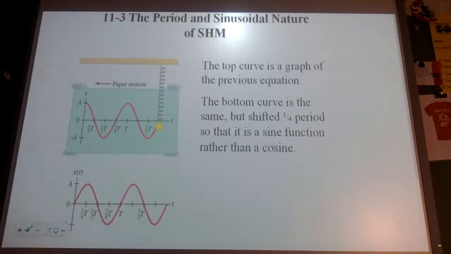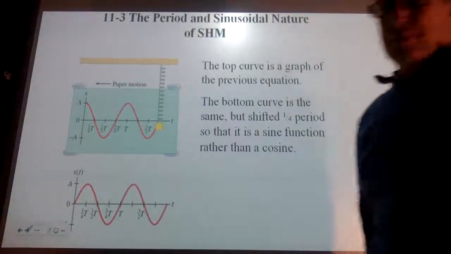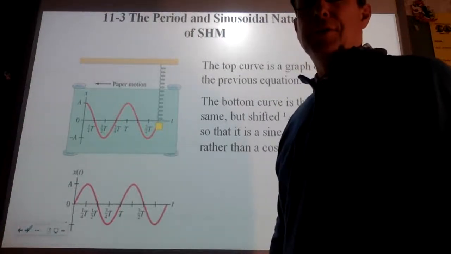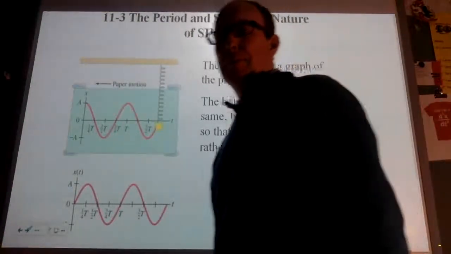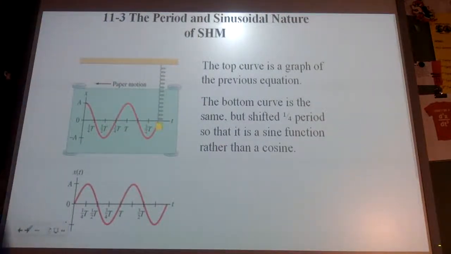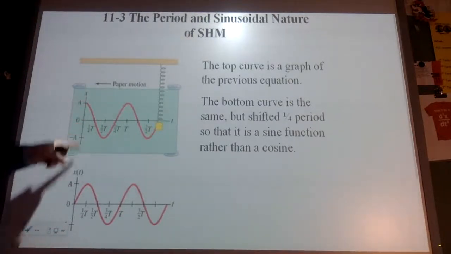All right, so the top curve is the graph of the previous equation. The bottom curve is the same but shifted a quarter of the period so that it is a sine function rather than a cosine function. So we saw this. I showed you that when I did the beginning of the lab, where we have sine and cosine. For the most part, we're going to look at cosine because it makes more sense for us to displace it and then let it go.